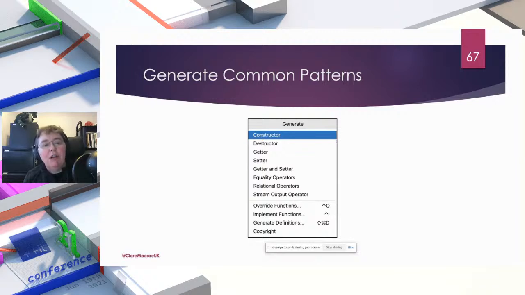If you inherited an abstract base class, you can make it generate the code for all of the pure virtual methods. It's brilliant.